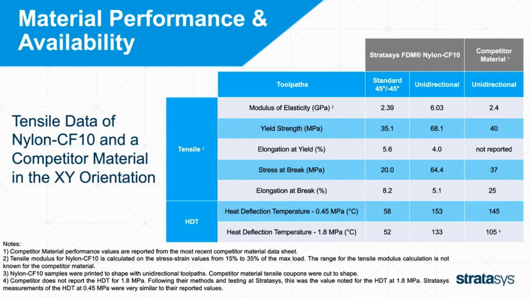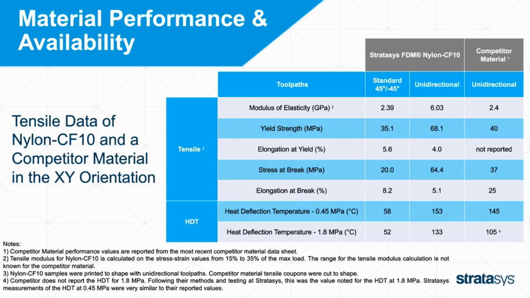Within this data, we see a very significant increase in the performance of the nylon CF10 material when we go from our standard toolpathing to unidirectional toolpaths. We see a 152% increase in the modulus of elasticity and a 94% increase in the tensile yield strength. So these are not insignificant. We are practically doubling the performance of the material. For the heat deflection temperature, when we go from the standard tool paths to the unidirectional tool paths, we see a 160% increase.